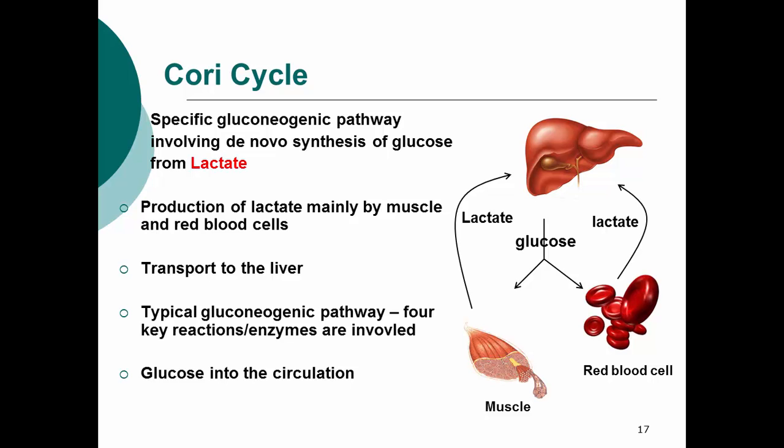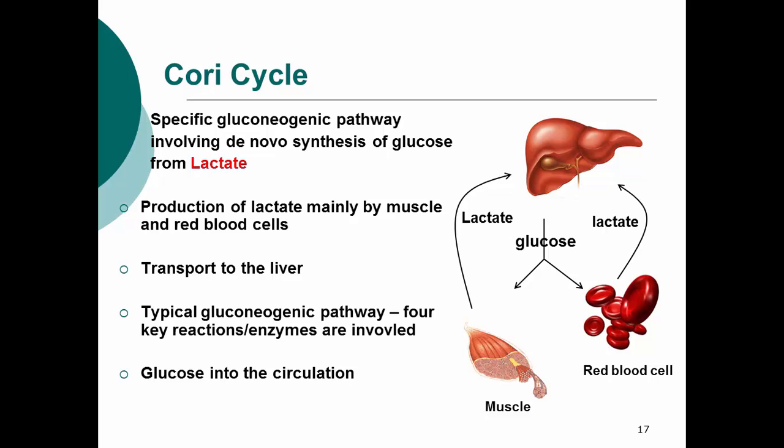Okay, now let's talk about the specific cycles or pathways for gluconeogenesis. The 2 cycles that you probably want to remember. First one is the Cori cycle. So the Cori cycle is basically the gluconeogenic pathway that utilizes lactate as a precursor, right? So lactate is mainly from muscle and the red blood cells.